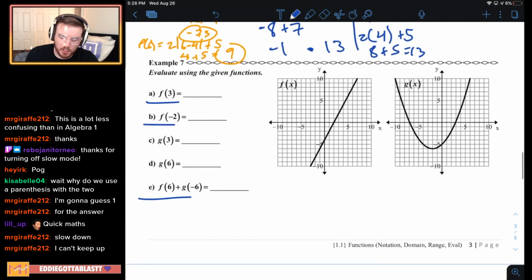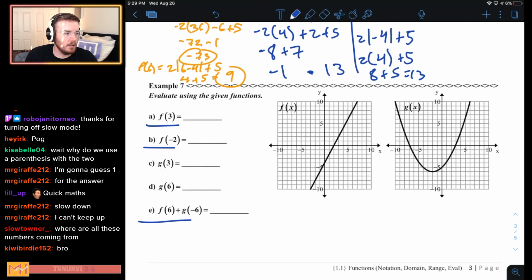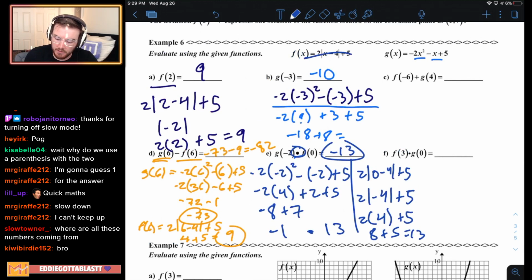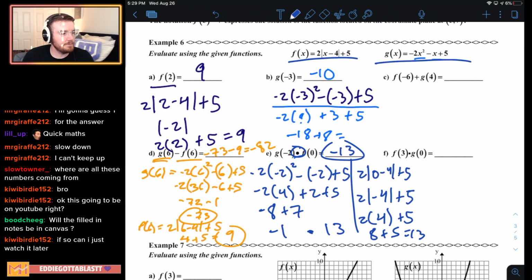So when you look at a function, again, what does a function do? You plug. Where are all these numbers coming from? These are just random functions that I've given you. They're just random. Yeah, this will get uploaded to YouTube. The replay will be on Twitch too. We're just practicing plugging numbers into a function.